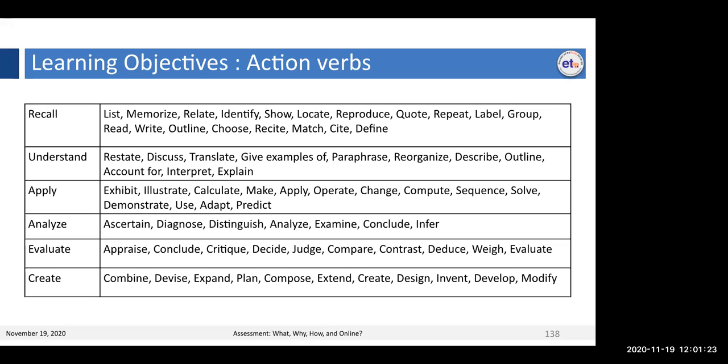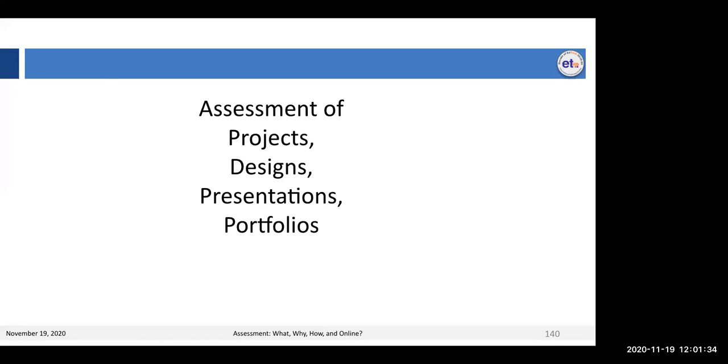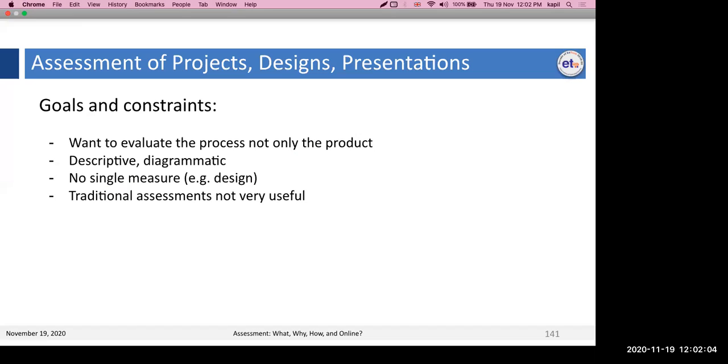Now this was about designing questions, but what about certain aspects of assessments, like assessment of projects or designs or presentations that we make or portfolios of people, right? So for assessment of project designs and presentations, there are certain goals and constraints that we have. We want to evaluate the process, not only the product. It is descriptive and diagrammatic. It is not simply question and answer oriented. There is no single measure. For example, there is no single design. So sometimes traditional assessment may not be very useful.